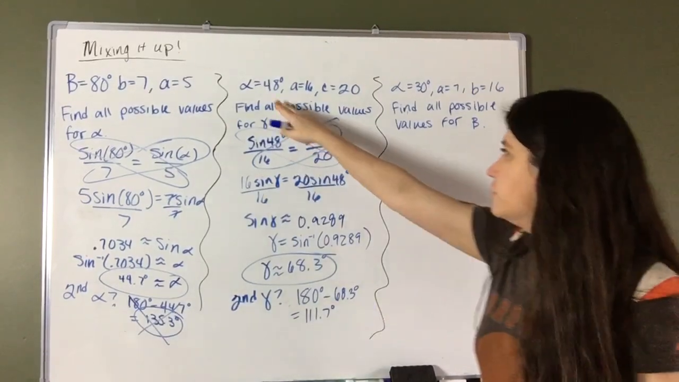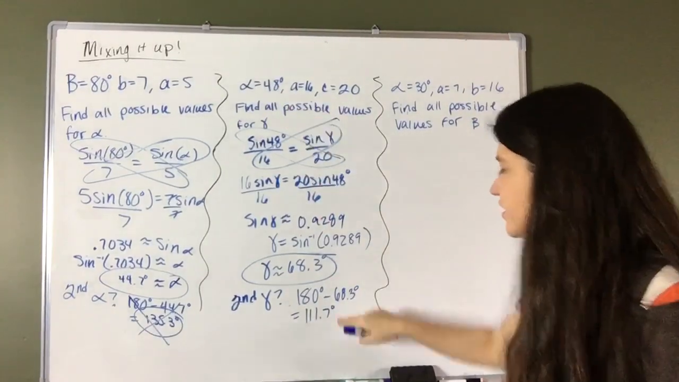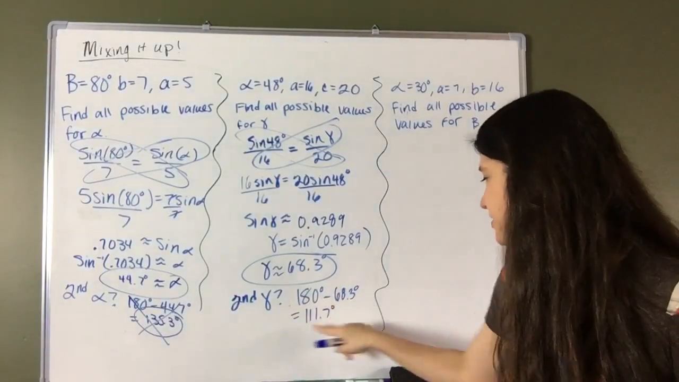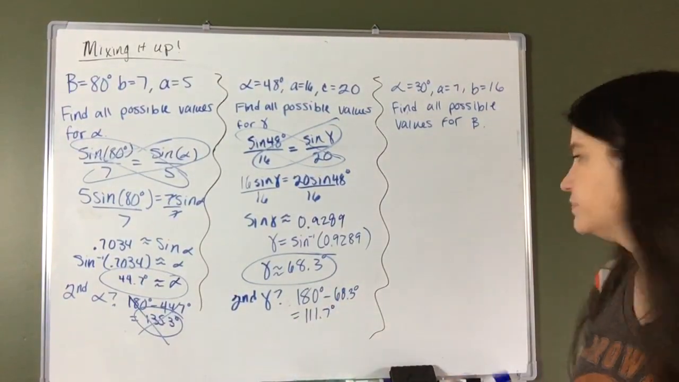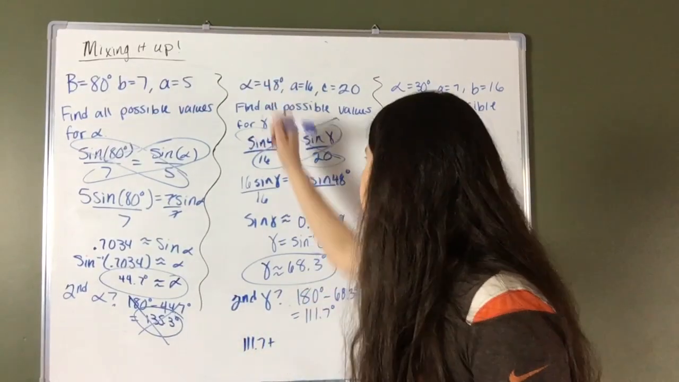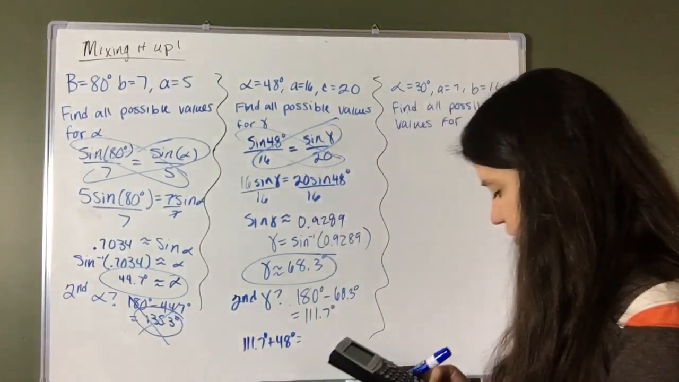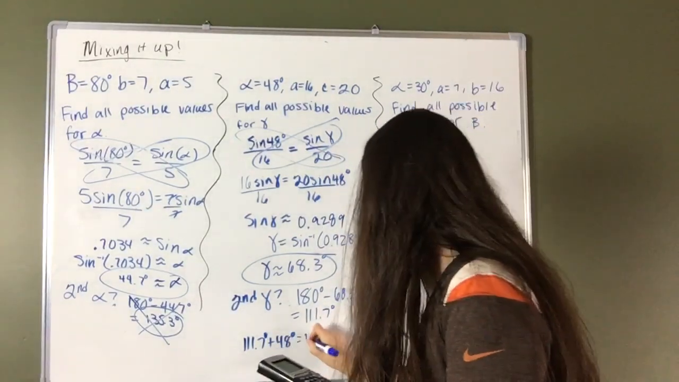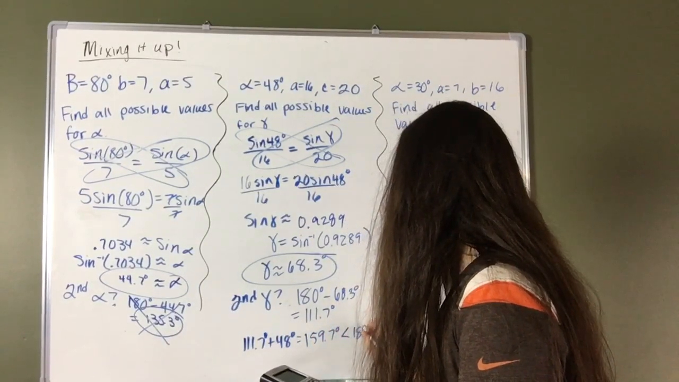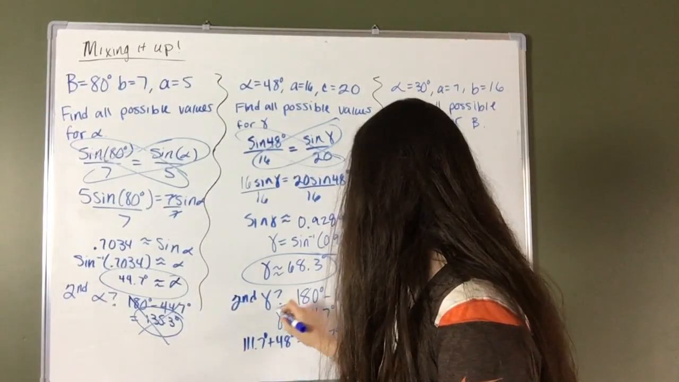Now compare that with the original angle in the problem, which was 48 degrees. If you add them together, is your answer less than 180? Because if so, then that means that this is a valid second answer for gamma. So if we add 111.7 with the 48, that is 159.7 degrees, which since that is less than 180, that means that this works. So there are two answers for this one.